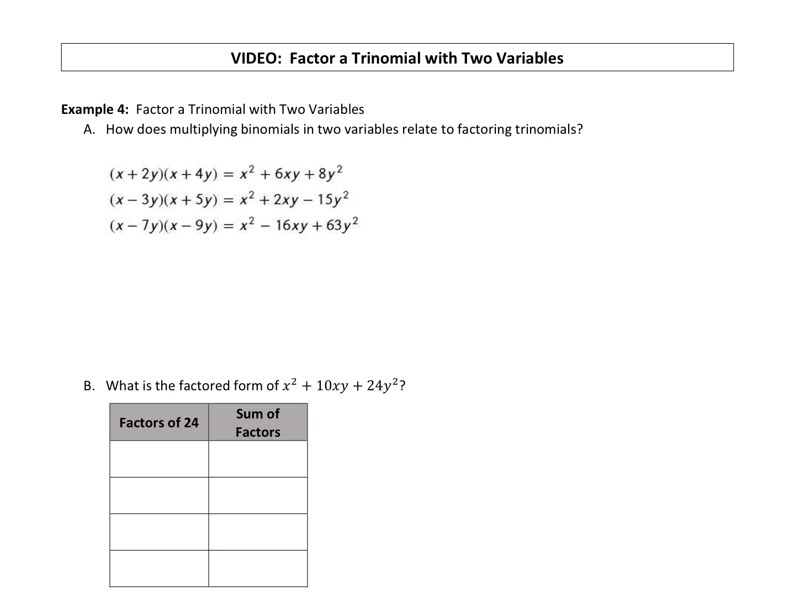So if we look at this x plus 2y times x plus 4y, we can see we get this trinomial. They've already distributed and combined like terms. X squared plus 6xy plus 8y squared. If we notice, the x times the x gives us the x squared. The 2y times the 4y gives us the 8y squared. So the 2 times 4 are factors of 8.